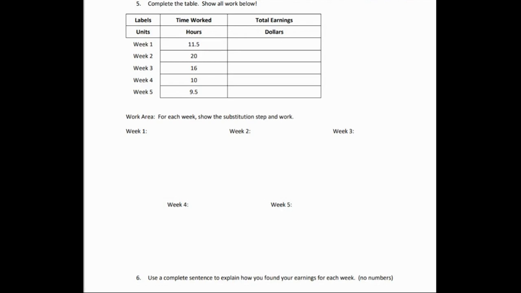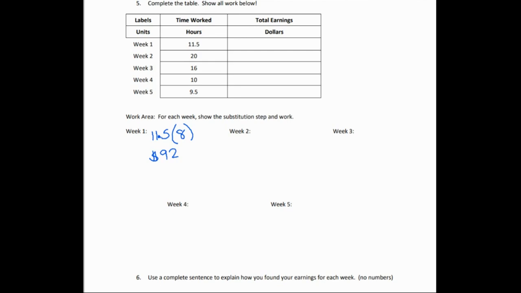For week 1, is everybody good copying in the class? Can I unfreeze this up here? Okay. For week 1, it's saying I'm working 11 and a half hours. Well, how much am I making per hour, everybody? $8, right? This whole packet is about the $8 an hour problem. So we're going to multiply 11 and a half hours times $8 per hour. And we can do that. Gives me 92.